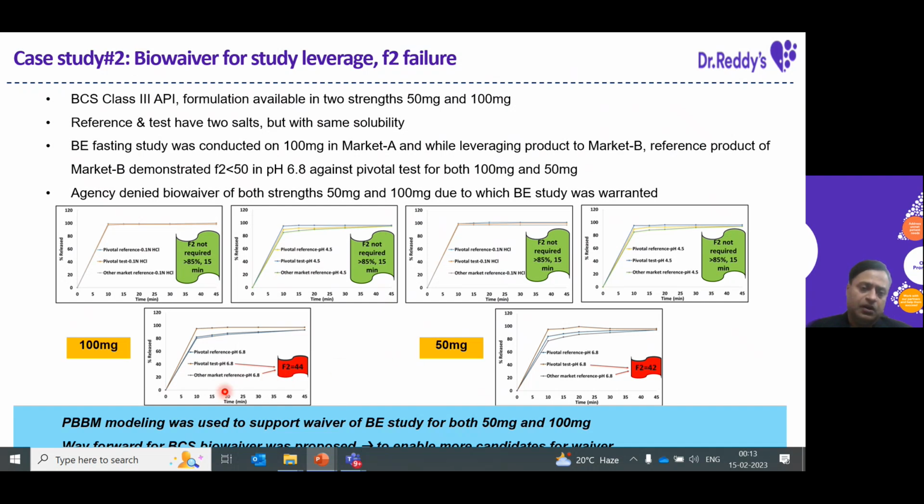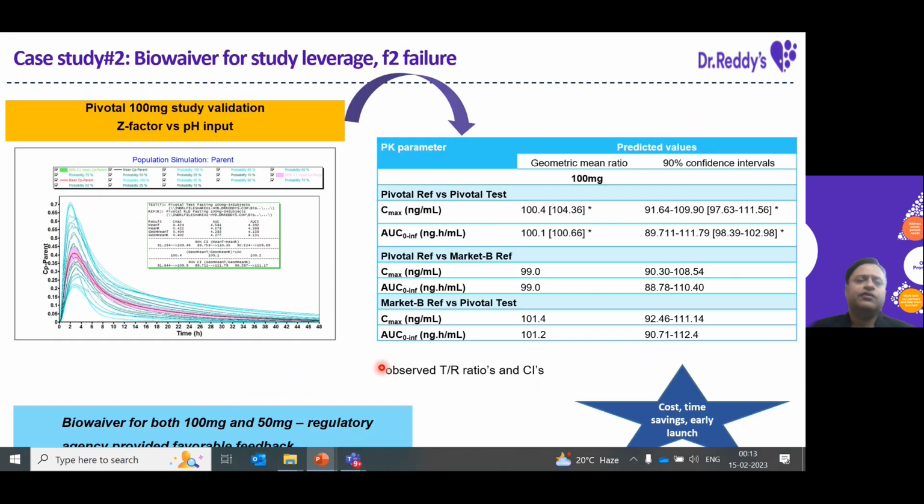We either had to repeat the BE study with the reference product of market B, or we had to justify using a modeling approach. So we used the same approach to justify or support the waiver for the BE study for both 50 and 100 milligram. Moving on to the next slide. As you can see, I'm giving an example of the higher strength. The same is applicable to 50 milligram.